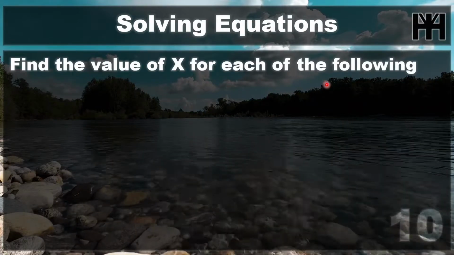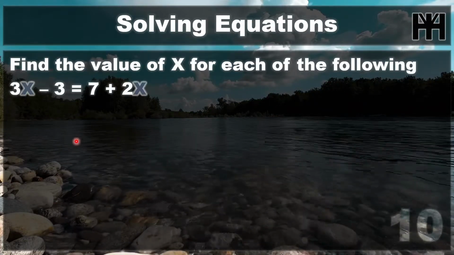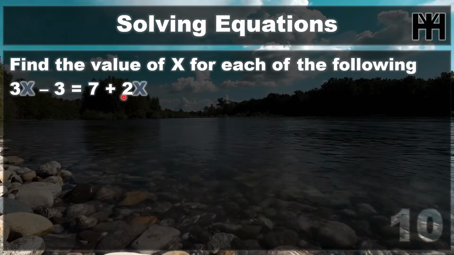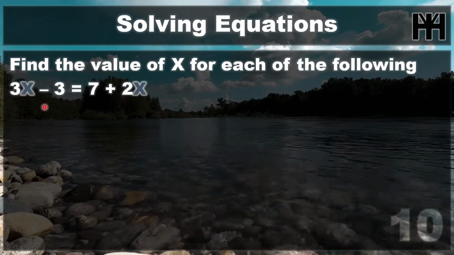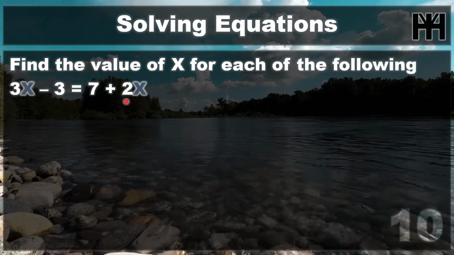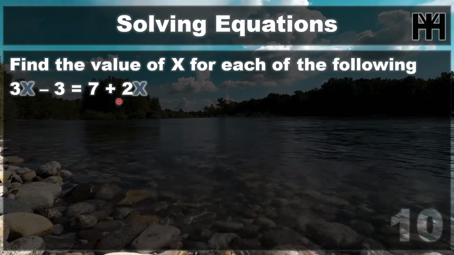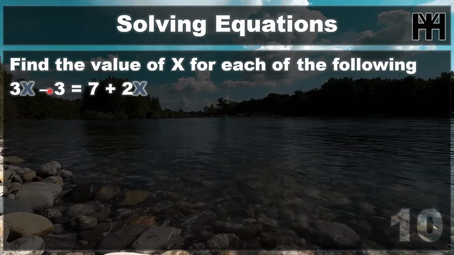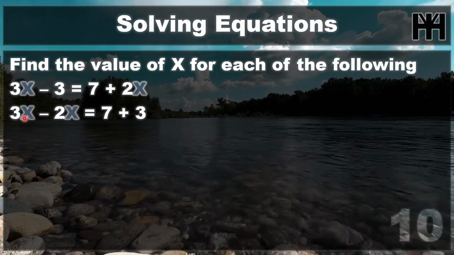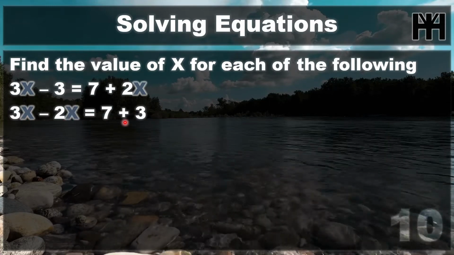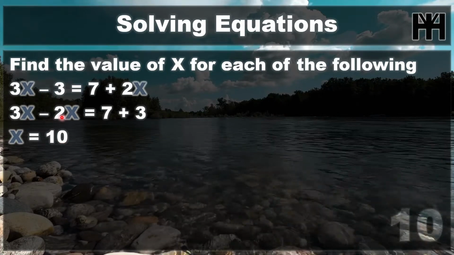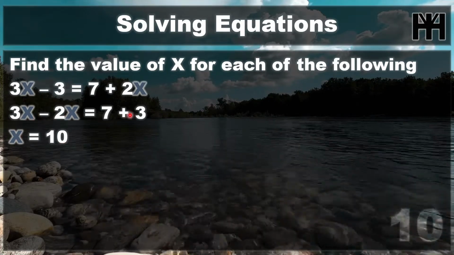Find the value of x for each of the following. Now we have 3x minus 3 equals 7 plus 2x. So we have x on both sides of the equation, so we want to put them on one side. So we'll take the 2x and put it there. It will be negative 2x. Then the negative 3 will go there, and it will be positive 3. So it's 3x minus 2x equals 7 plus 3. So x equals 10, as 3 minus 2 is 1 on x, and 7 plus 3 is 10.